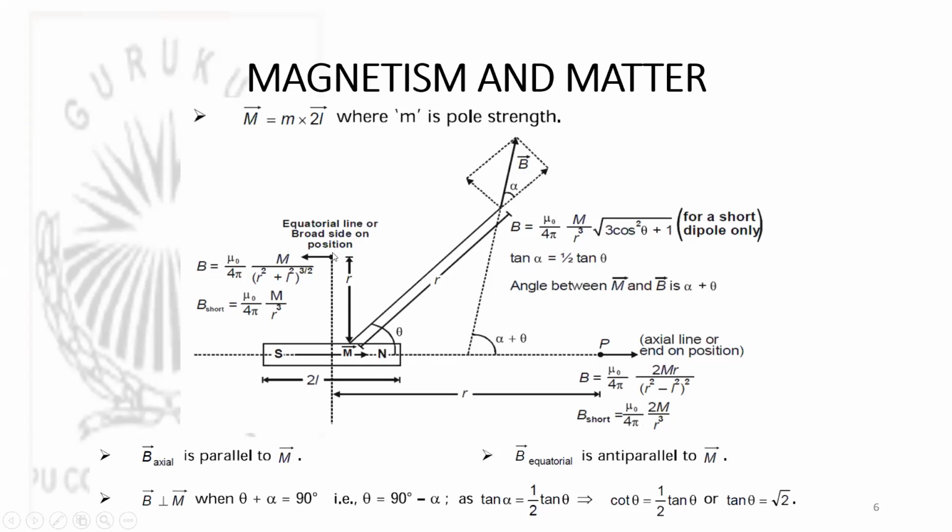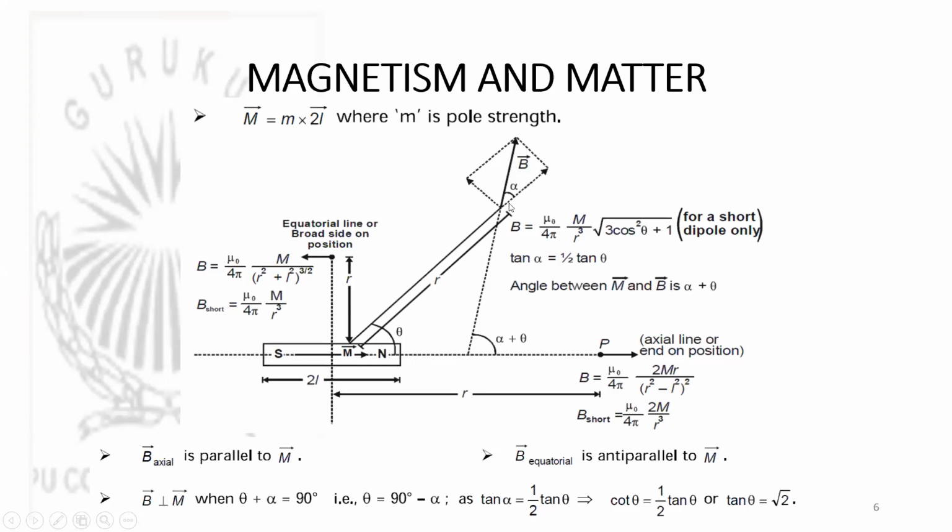And at any point on the equatorial line, or in the broadside on position of the bar magnet, we get the magnetic field as B equal to mu naught by 4 pi into capital M divided by (r square plus L square) whole power 3 by 2. And for a short bar magnet, we get B equal to mu naught by 4 pi into capital M by r cube. Actually, this field should be the equatorial field and the earlier one the axial field. A point on the axial line can be called the end-on position. As already mentioned, at any point on the axis the magnetic field is parallel to the magnetic dipole moment. But at any point on the equatorial line, the magnetic field is anti-parallel to the magnetic dipole moment.